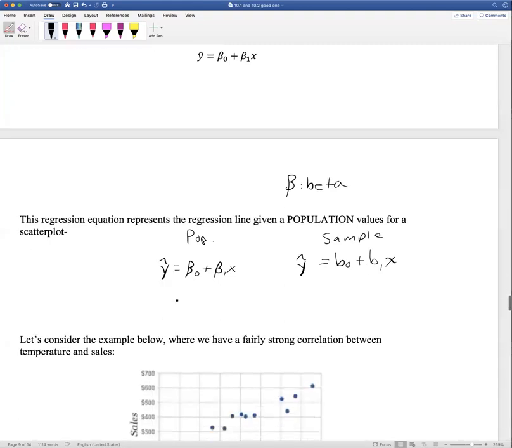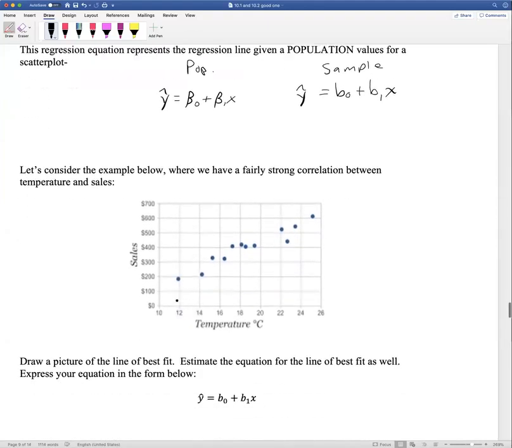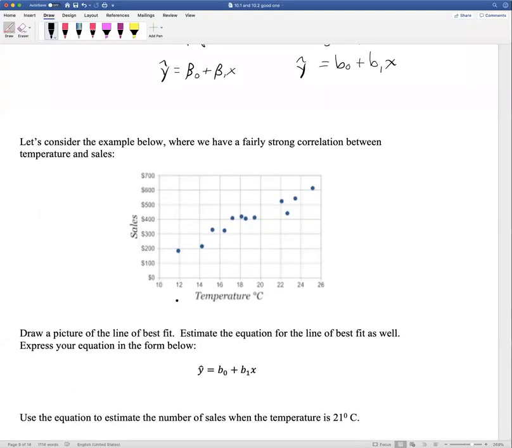So I had something in mind for this temperature and sales chart, but then I didn't like it, so I'm not going to talk to you about it.